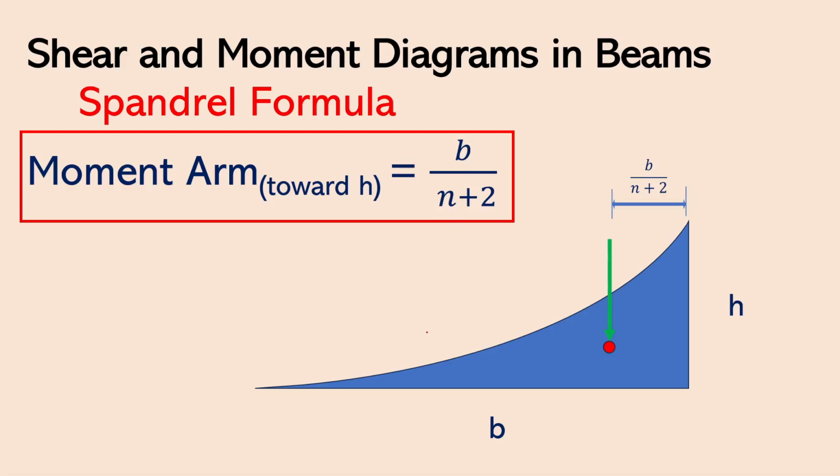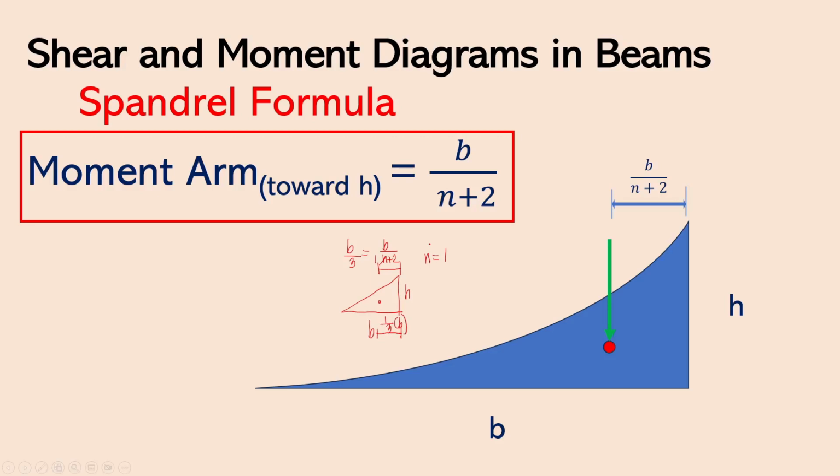And so, if we have a triangle, let's say this one, and this is B, this is H, our n will be 1, the degree of the curve. If we apply this, we have the centroid here. And then this distance will be B over n plus 2. And then our n is 1, so substituting 1 here, we have B over 3. And so, that's why the centroid of a triangle toward the height is 1/3 of the base. Because this is what was taught to you in mechanics.